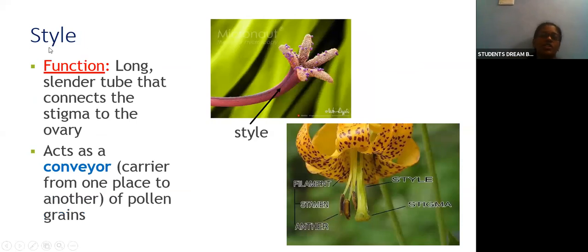Next is the style. The long slender tube that connects the stigma to the ovary is called the style. Function என்னது? It acts as a conveyor, or like a carrier. ஒரு பிளேஸ்ல இருந்து இன்னொரு பிளேஸ்க்கு pollen grains transport பண்ற job will be done by your style. It is the long central slender tube that connects the stigma to the ovary.